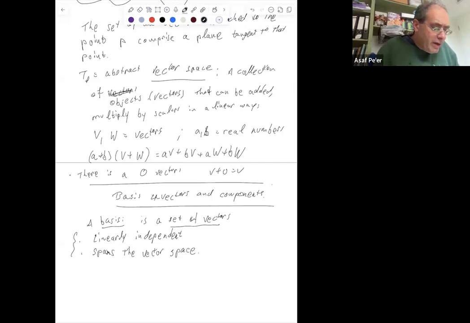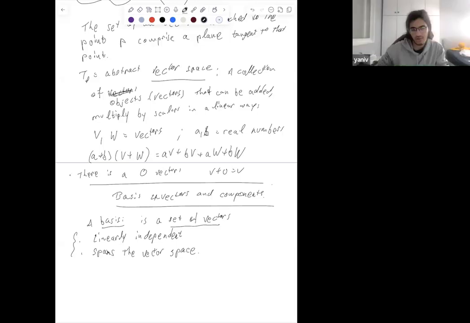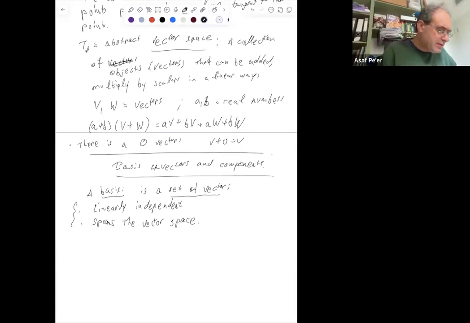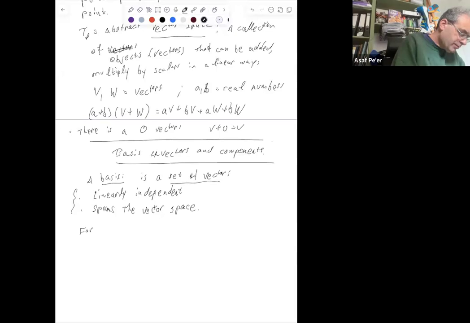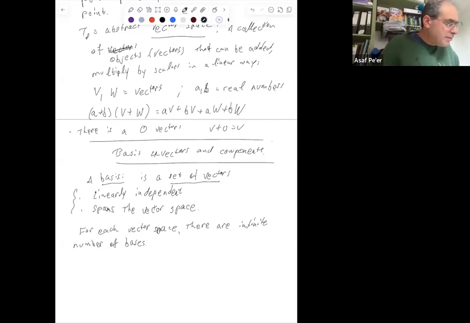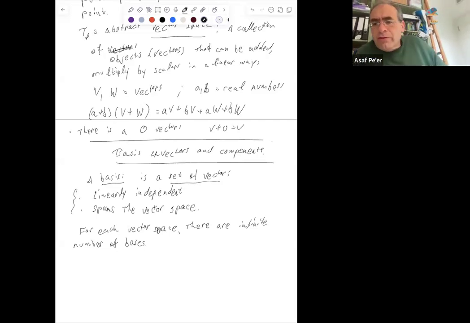Given a vector space, how many different bases are there? Infinite. Right? So for each vector space, we can think of an infinite number of different legitimate bases. But what can we tell about all the different bases?